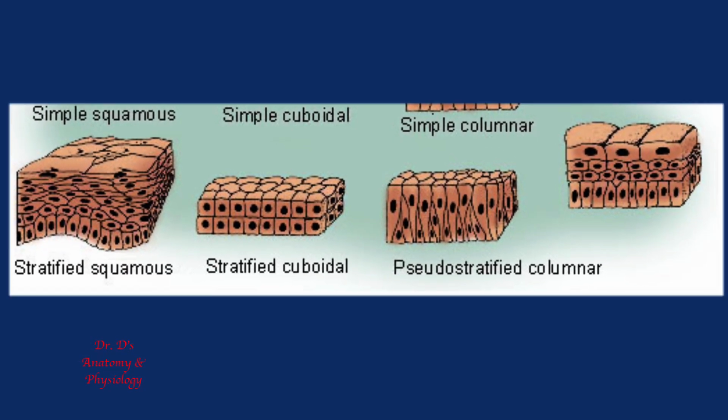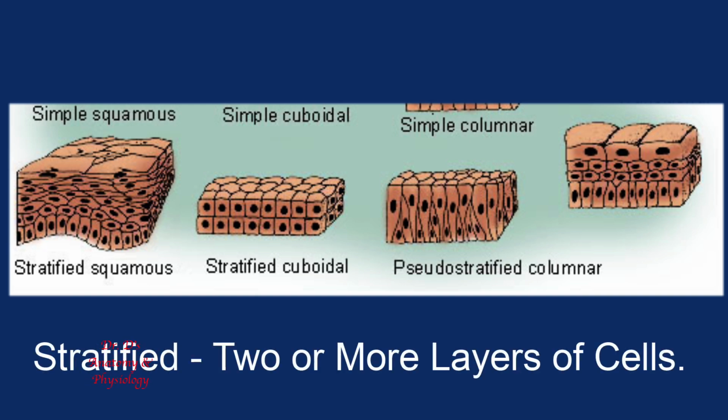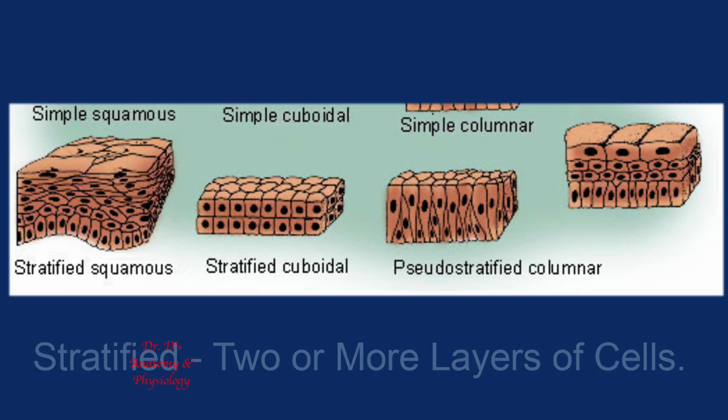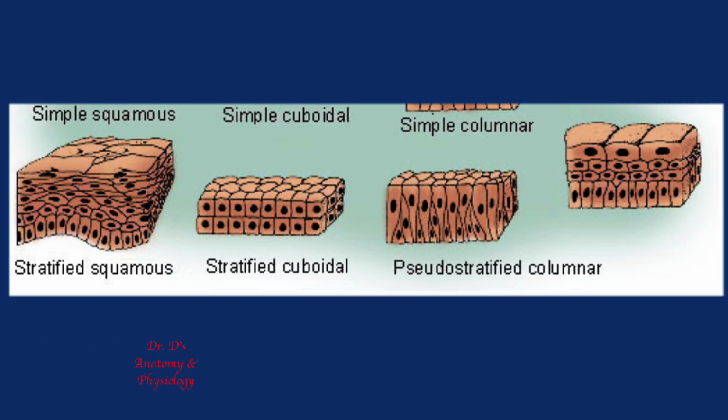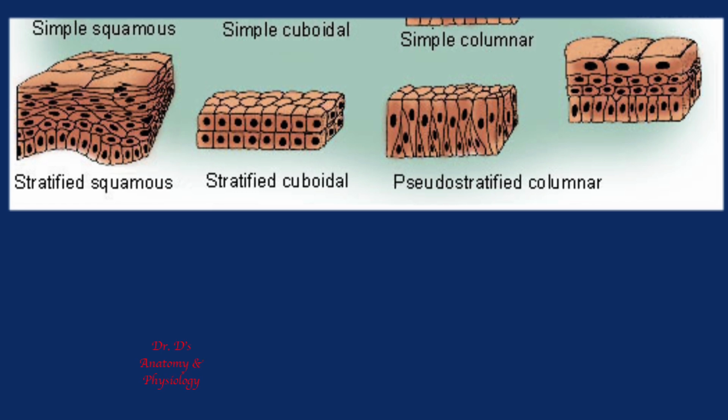When the epithelium has more than one layer, it is called stratified. In this illustration, we see three examples of stratified epithelium: stratified squamous, stratified cuboidal, and transitional, which is a special kind of epithelium. Also in the row of stratified epithelium, there is pseudostratified epithelium, which, as its name implies, is not really stratified. But first, let's talk about why there is more than one layer in the epithelium.